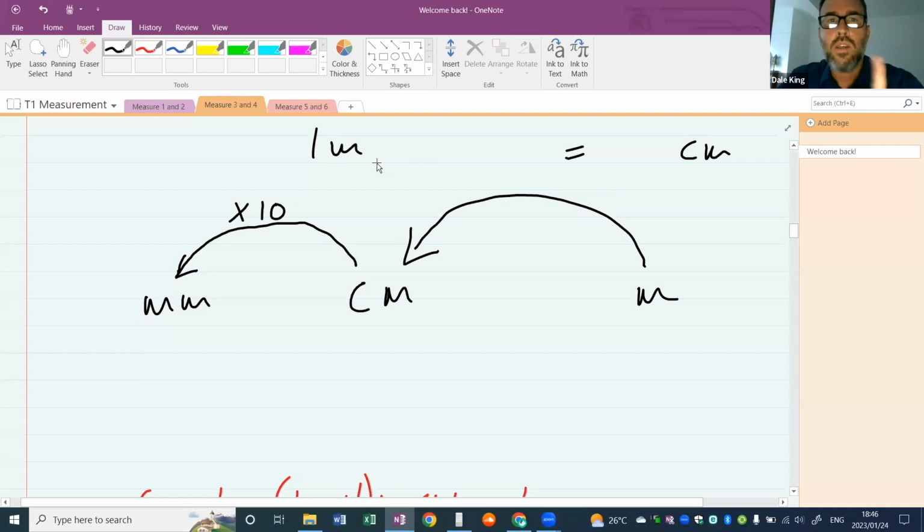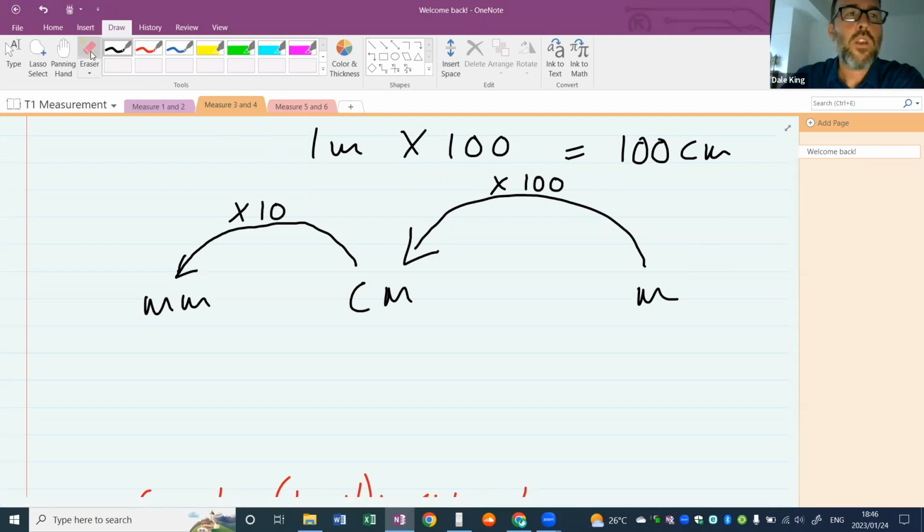What am I going to have to do to that 1 meter to get to 100 centimeters? I know my answer is 100 centimeters. So what do I have to do to that 1 meter to get 100 centimeters? I'm going to have to times it by 100, to convert my meters into centimeters. So I need to times this by 100.